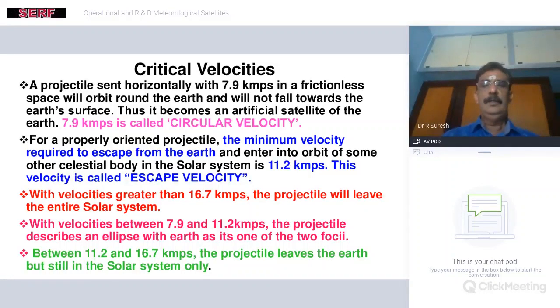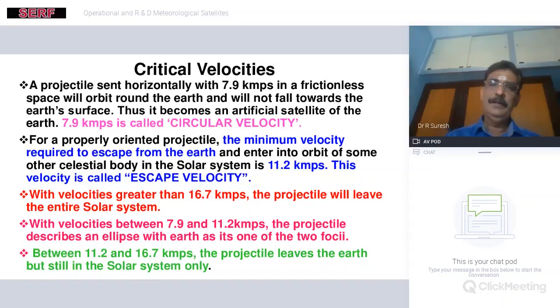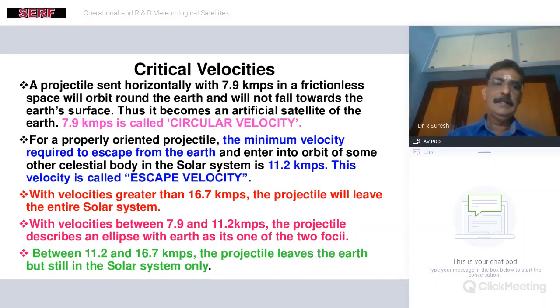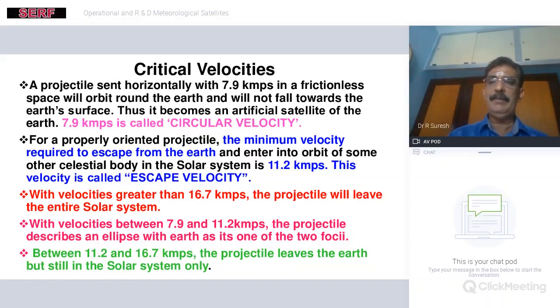One more thing we have to know before proceeding into today's class. There are three important velocities in satellite meteorology we are supposed to know: 7.9 kilometer per second, 11.2 kilometer per second, 16.7 kilometer per second. The 7.9 kilometer per second is called the circular velocity, so that a particular satellite will be revolving around, for example, the planet Earth in a circular orbit. So that is the velocity. That is why its name is called circular velocity.